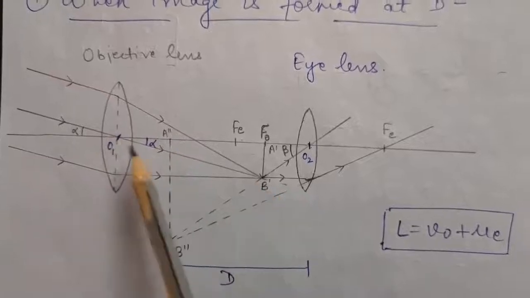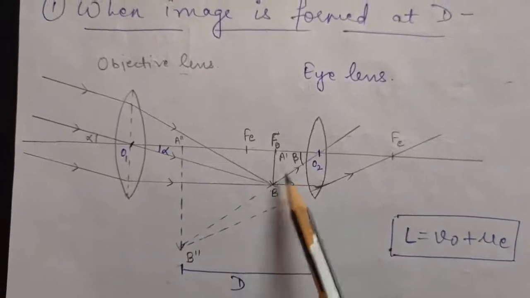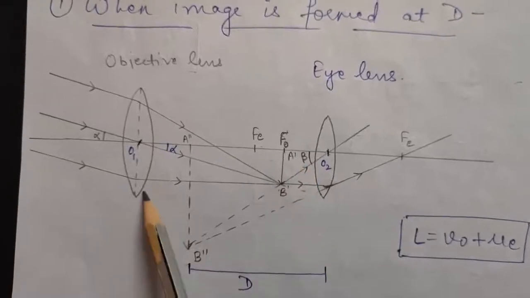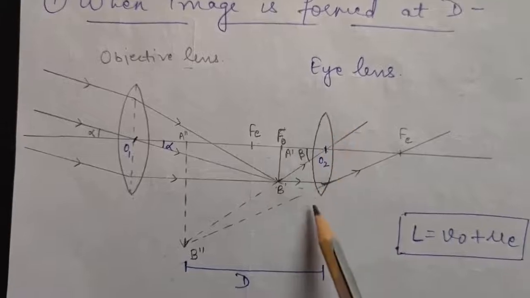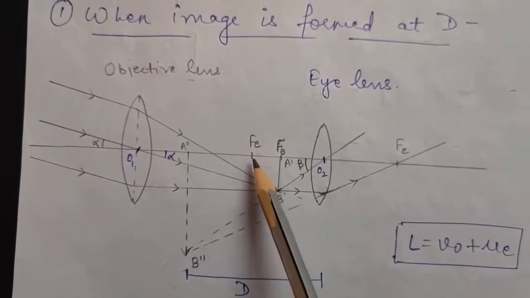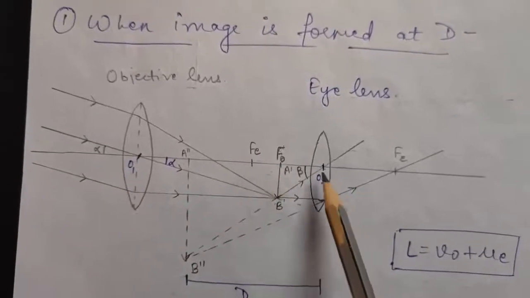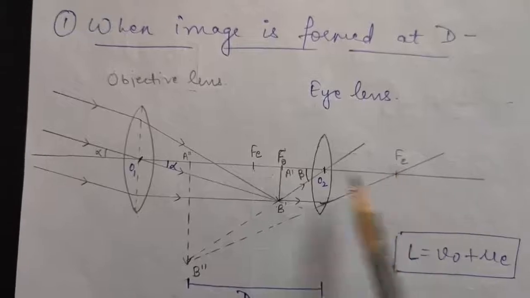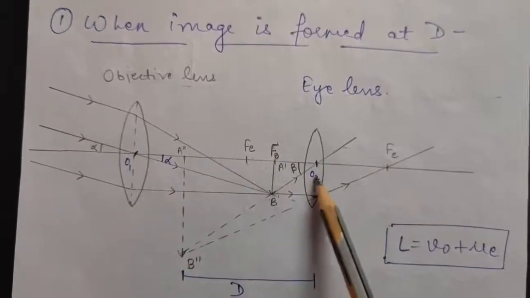So these rays are meeting at the focus of the objective lens, and here the image is formed, that is A dash B dash, by this objective lens. Now we have put the eye lens such that Fe lies between O1 and Fo, somewhere in between. So if this is Fe, this will also be Fe. Now this image by the objective lens will act as an object for the eye lens.